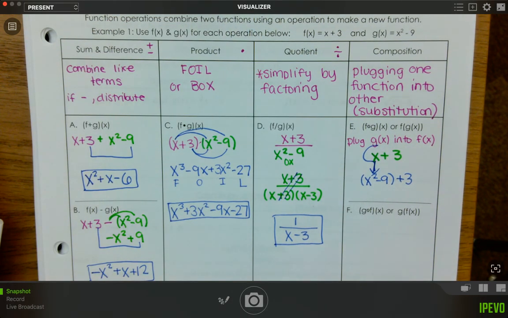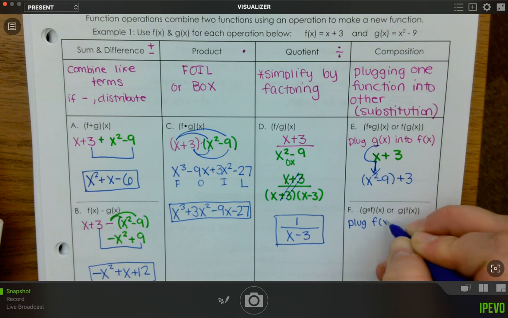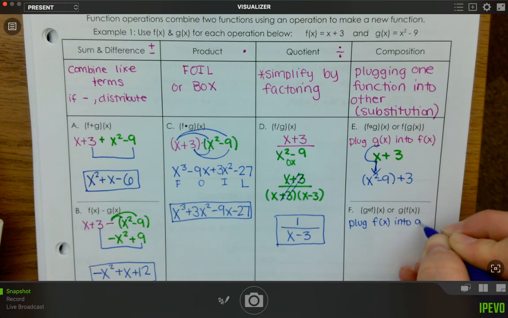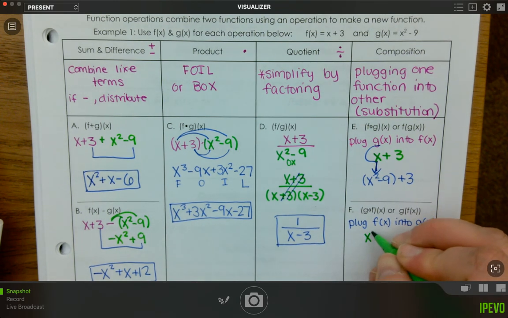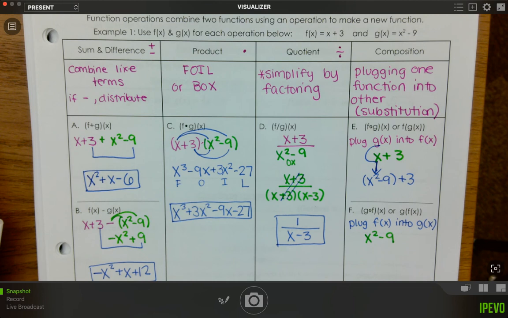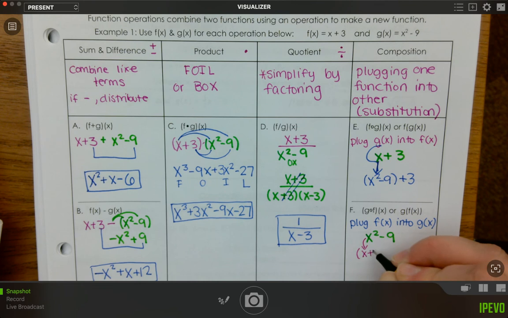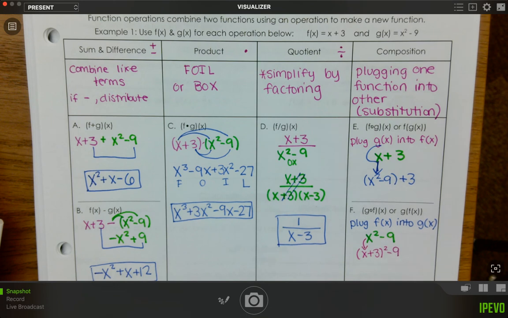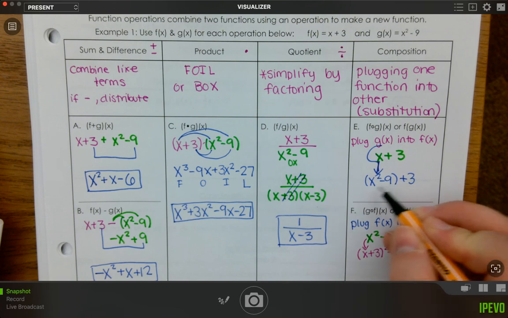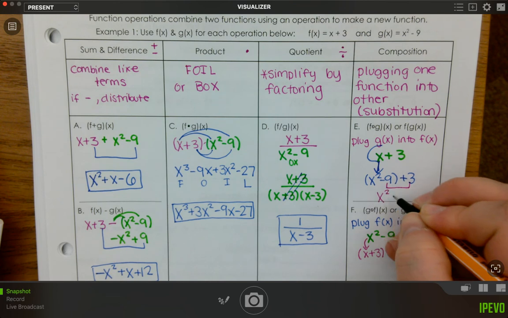So if I come down here to the next one, this is plugging f of x into g of x. So you start with the structure from g of x, and you replace the x with x plus 3. And then I'm going to go ahead and finish simplifying both of these. This one up here, the parentheses aren't really there for a reason. We can just add together these two. So it's actually x squared minus 6.